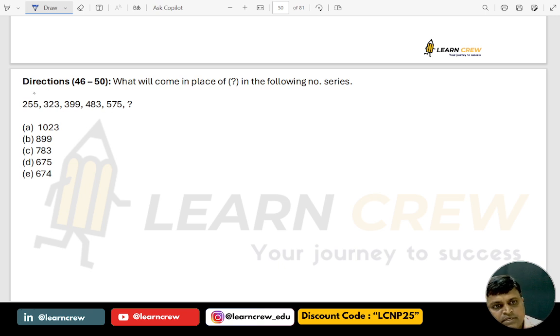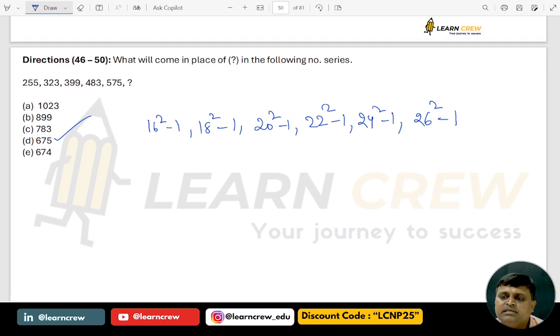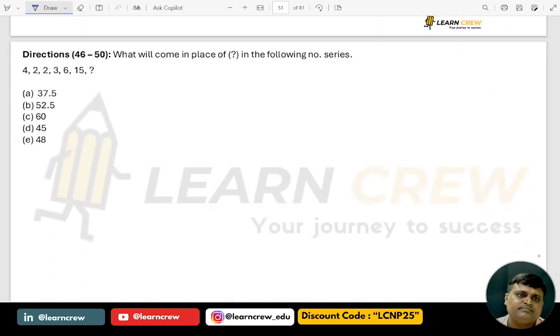Now next, 255, 323, 399, 483, 575. If you see here, 255 is 16 square minus 1. Then 18 square minus 1, 20 square minus 1, 22 square minus 1, 24 square minus 1. So the required answer is 26 square minus 1. 676 minus 1, 675 is the answer.